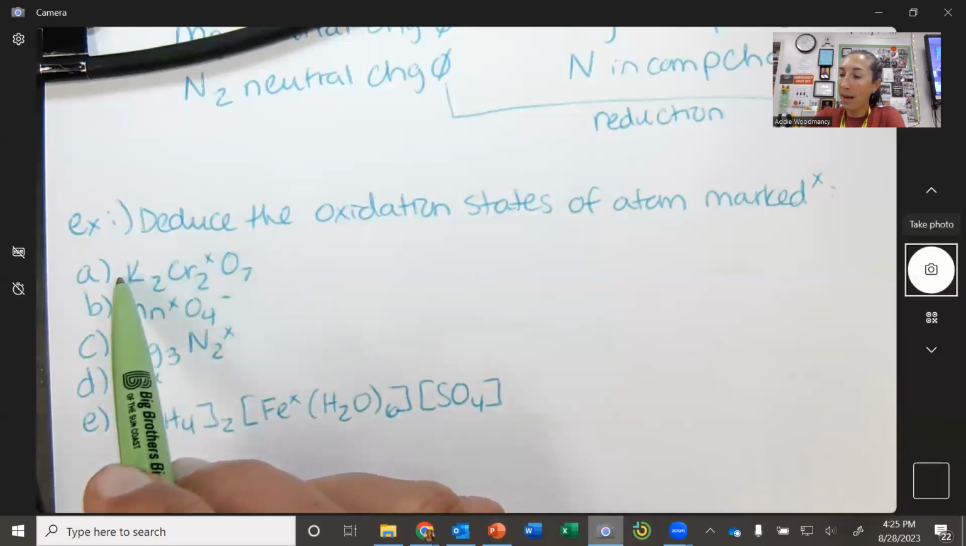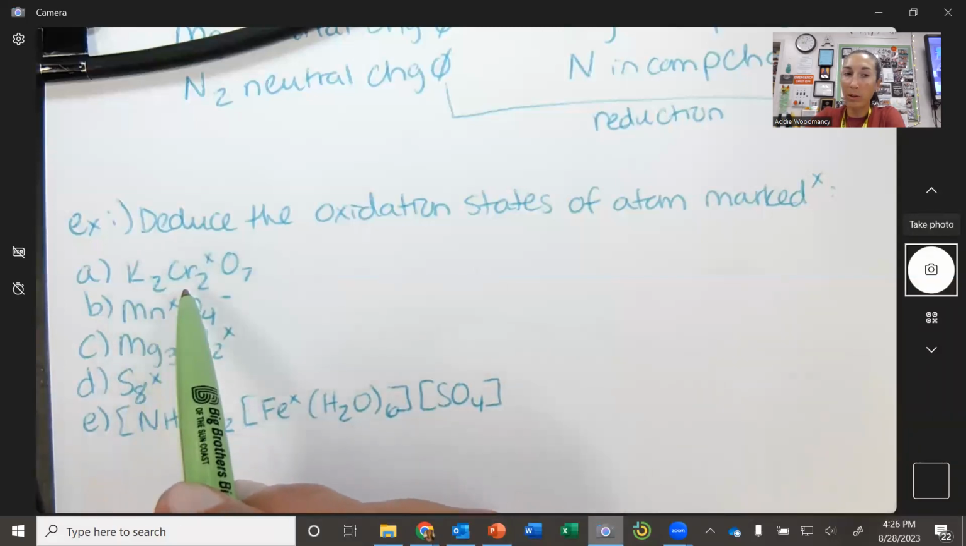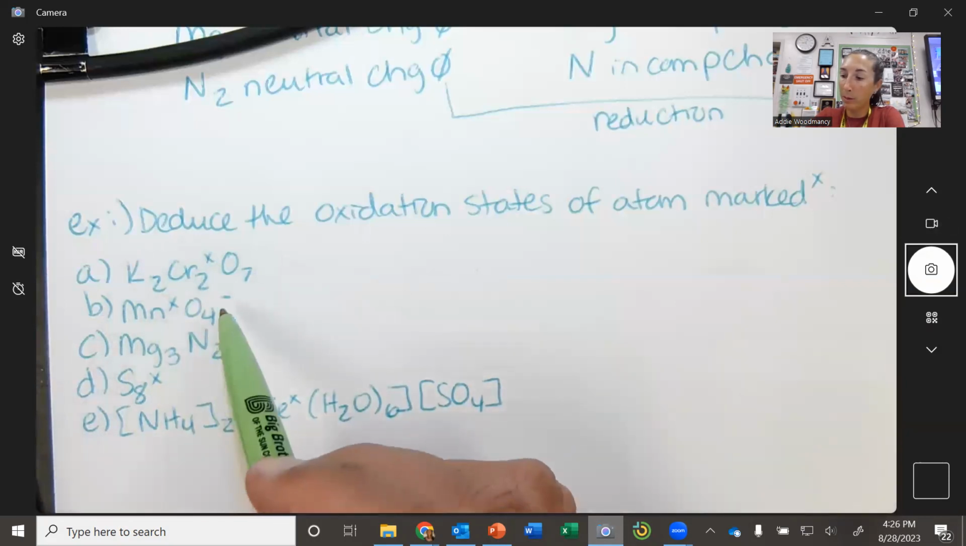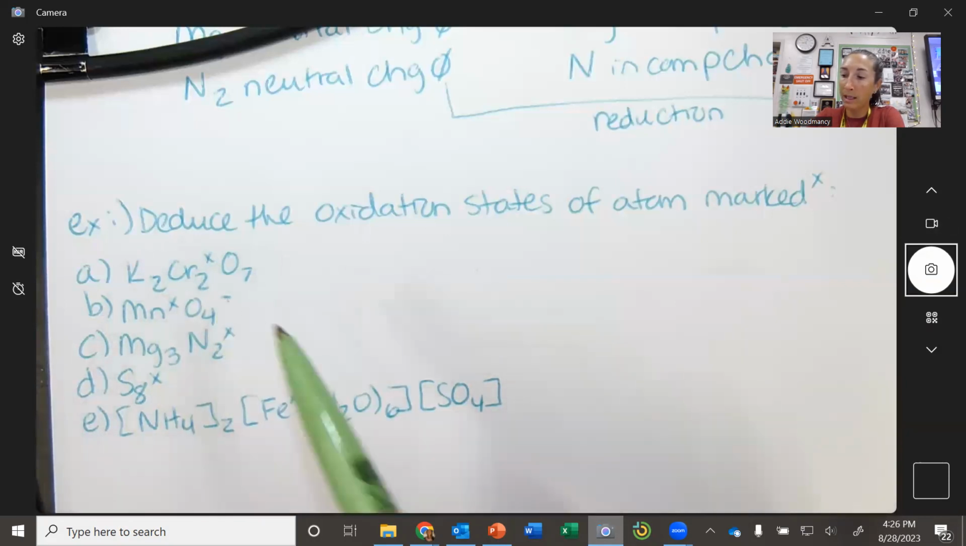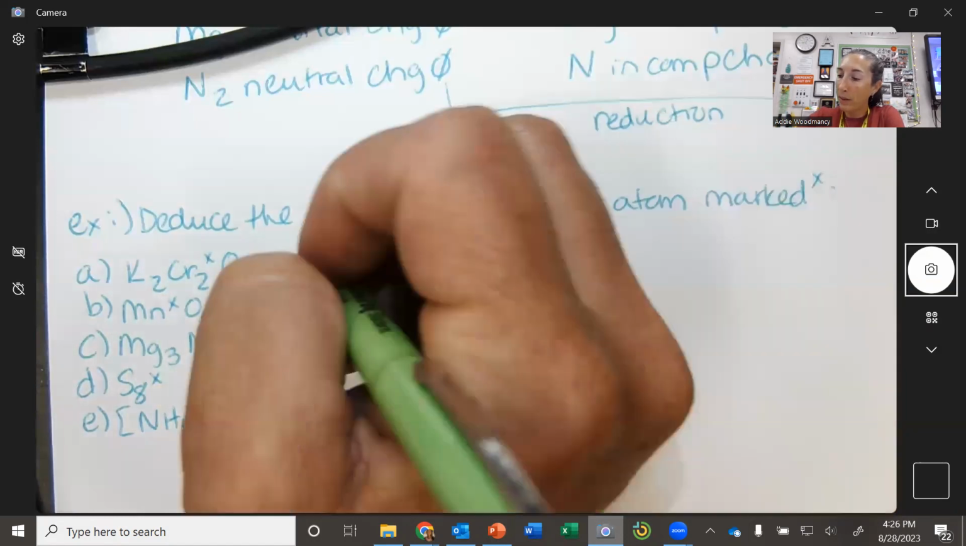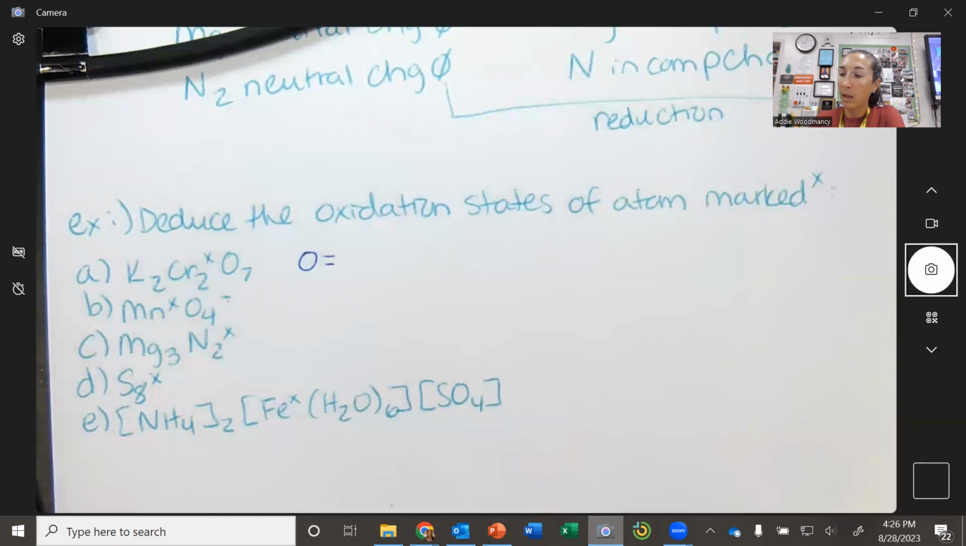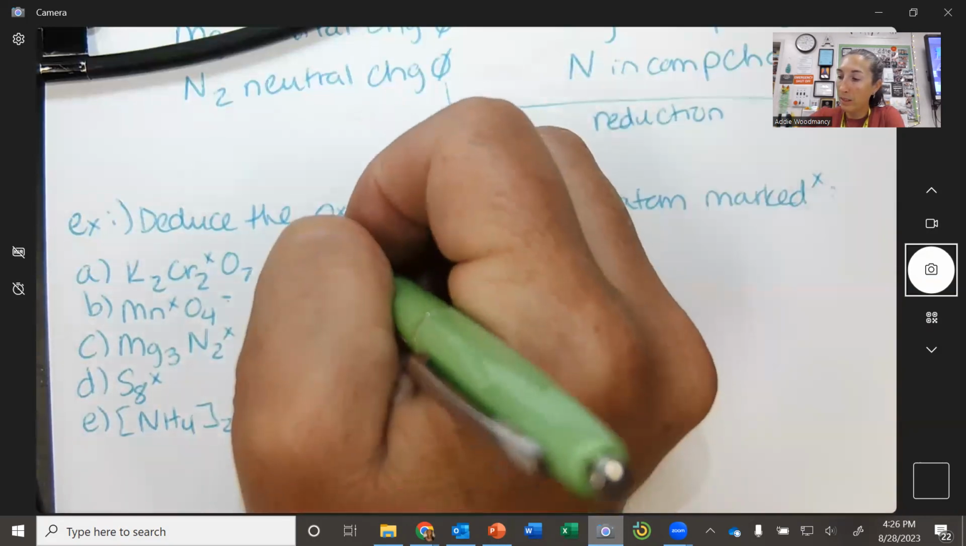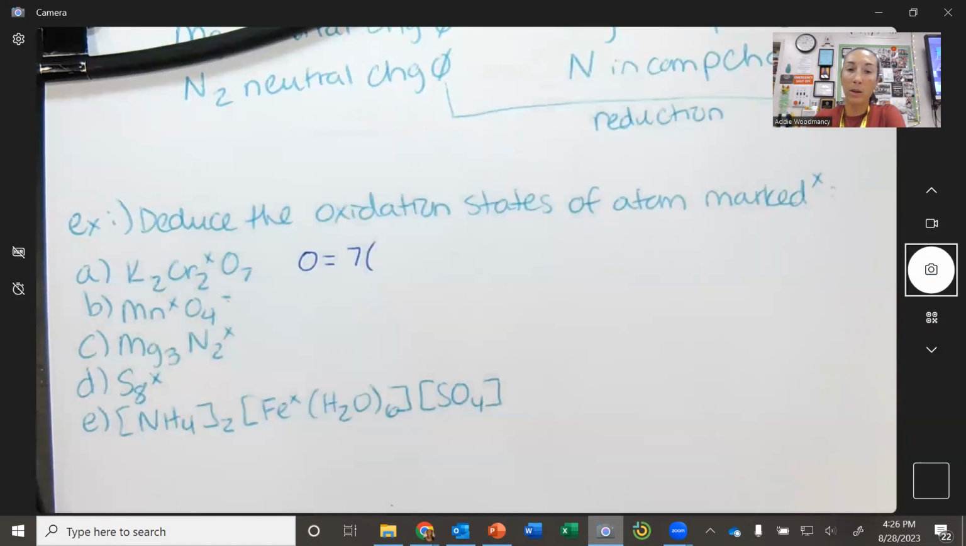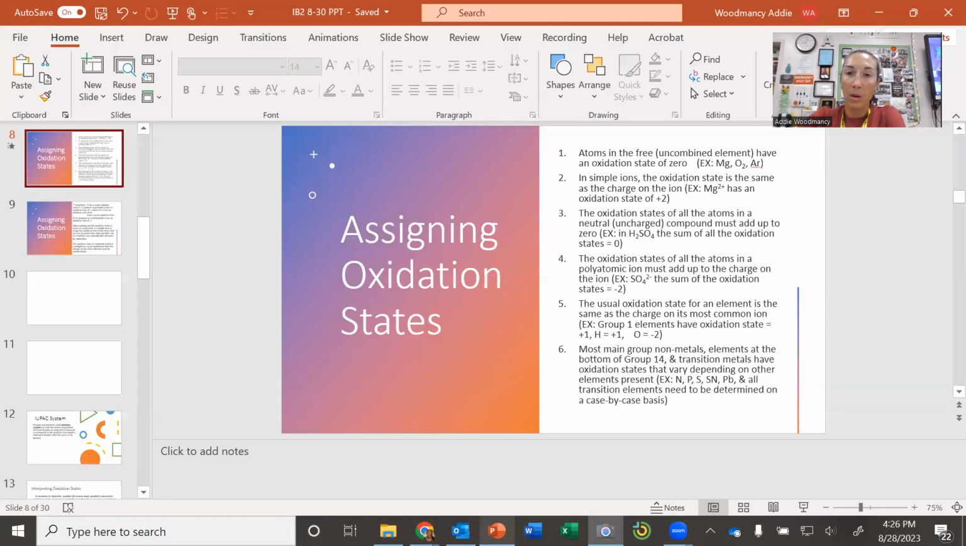So this whole compound, the overall charge is 0. If it wasn't 0, there would be a charge on the outside, kind of like in B here. So everything has to equal 0, so we'll just set everything equal to 0. We have 7 oxygens here. So 7 times the oxidation number of oxygen, which is a simple element. So that would be rule number 5.